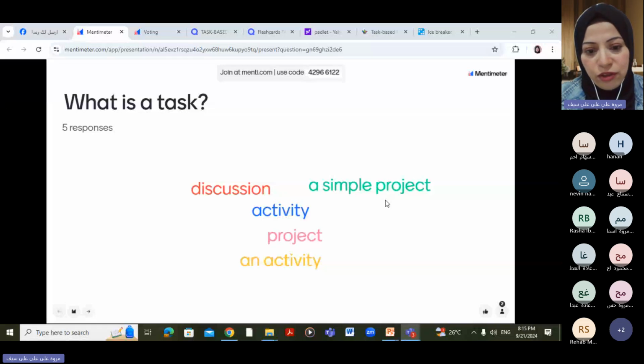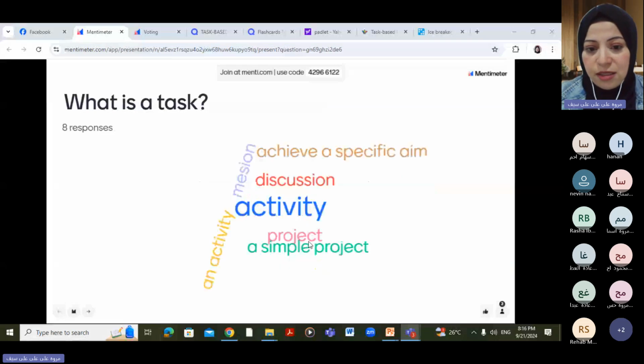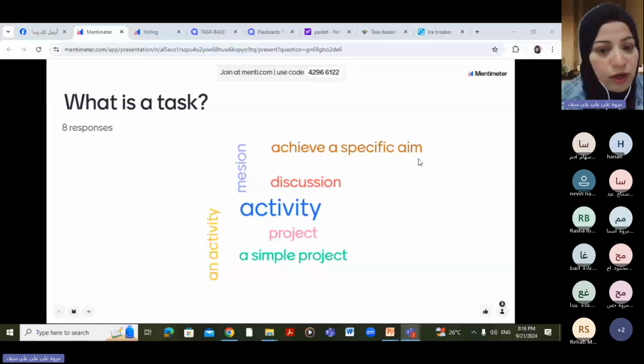Okay, wonderful. You started writing, you started sharing. Excellent. Five responses here. So the task is an activity. Okay. It's a project. All right. But a project is a little bit bigger, a big concept. So yeah, it's a discussion. The discussion is a kind of task. It achieves a specific aim. It's a mission. It's an activity, again. It's a simple project, all right, very good.